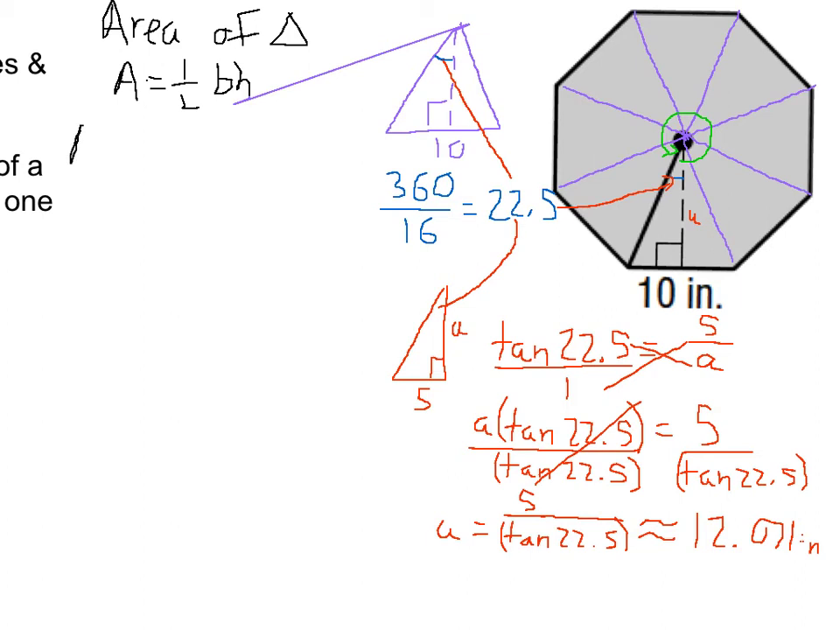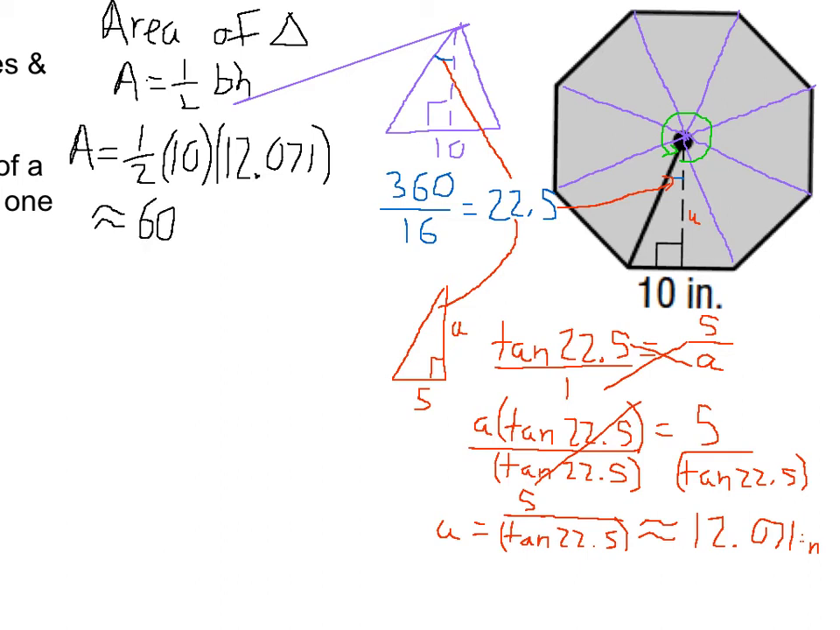So now to find the area of the triangle, we're going to say that area A is equal to 1/2 times the base, which for this whole triangle here is 10, times the height, which we just found was 12.071. Multiply that all out, and you'll get approximately 60.355 inches squared. And that's for the area of the triangle.